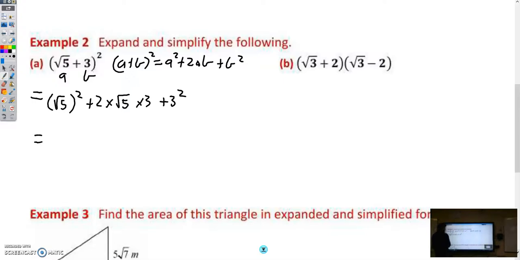We simplify. Root 5 times root 5 is 5. 2 times root 5 times 3 is 6 root 5. And finally, 3 squared is 9. We have a 5 plus 9, which will end up being 14 plus 6 root 5.